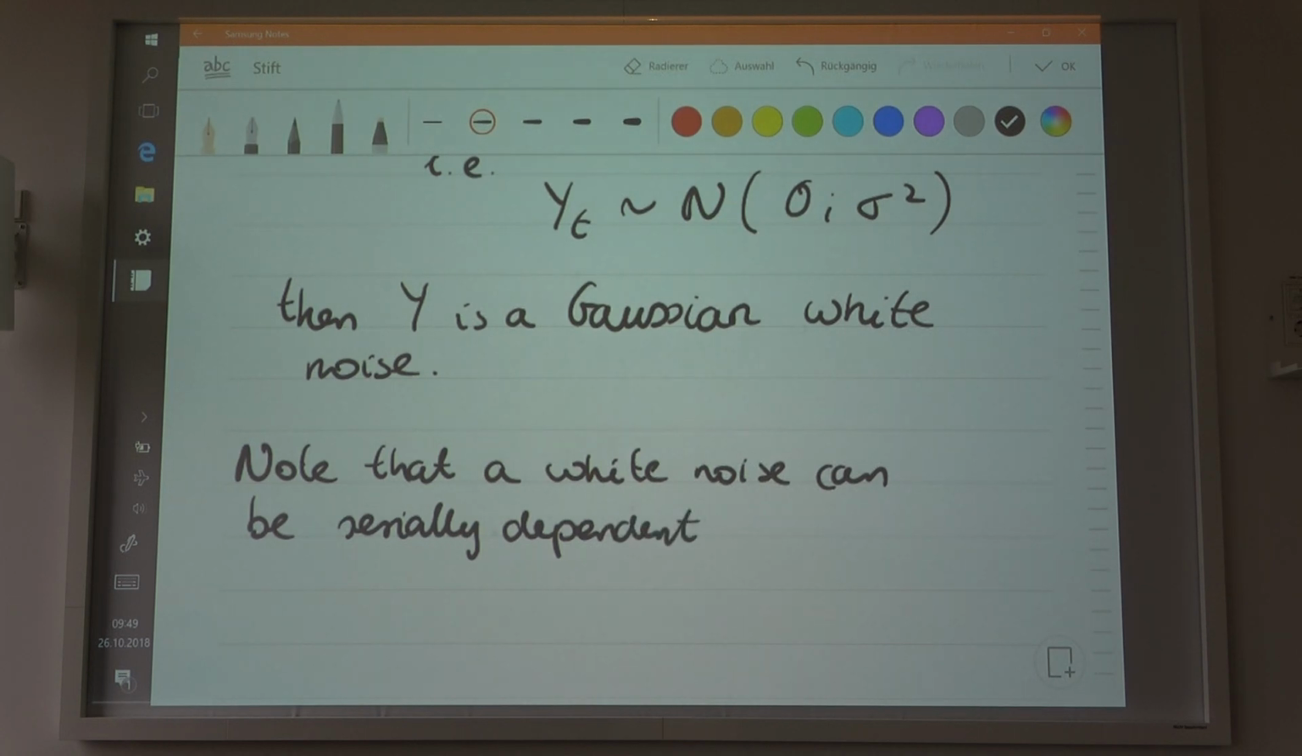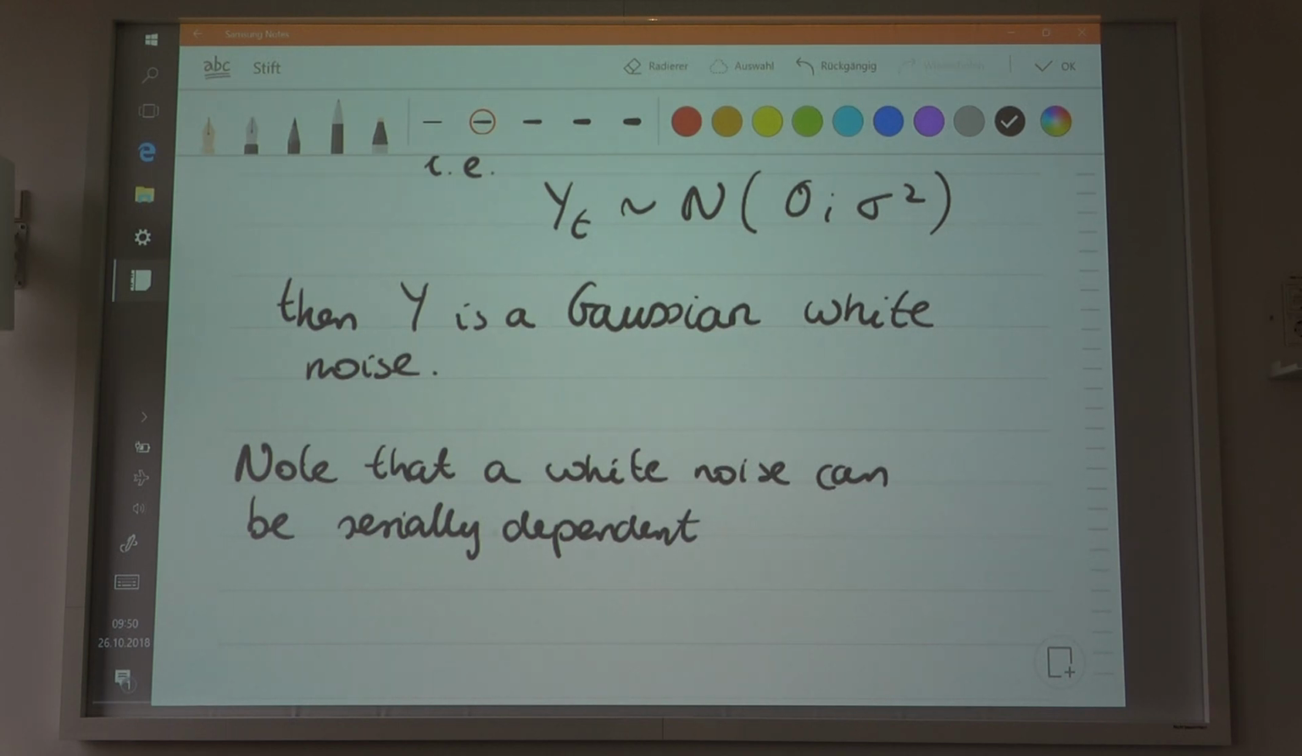Okay. And of course, probably you remember what serial dependency was. Meaning that the joint distribution is always equal to the product of the marginal distributions. I mean, whether or not the process is discrete or not.